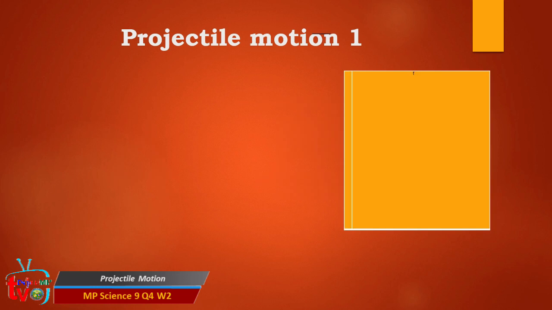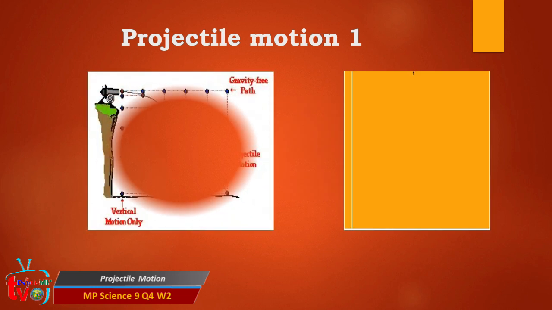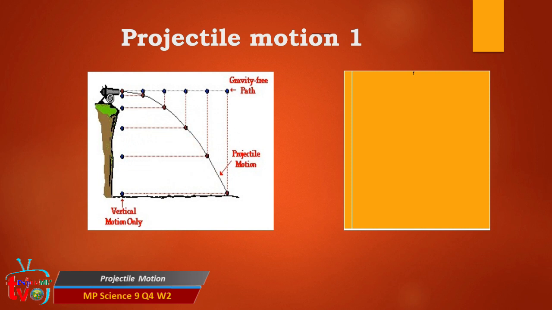The first case of projectile motion is when an object is thrown horizontally. Without gravity, the object could have followed a straight line path. However, due to the presence of gravity, the object will follow a curved path until such time that it will reach the ground. The object is called the projectile, while the path followed is called the trajectory.